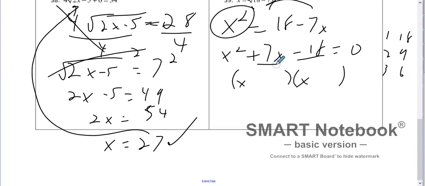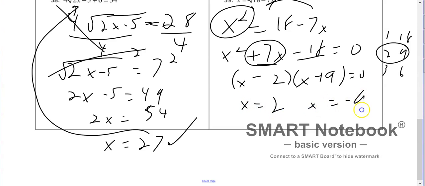That differ by 7. 2 and 9. Now, since I want more leftover positives, I have to get that and that. Positive 9. x minus 2, x plus 9. When I set these both equal to 0, I get x equals 2 and x equals negative 9. I have to check my answers.